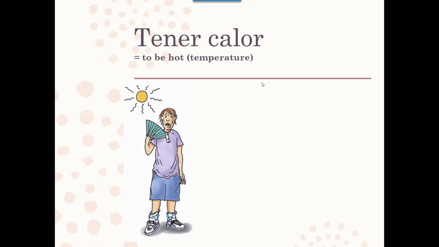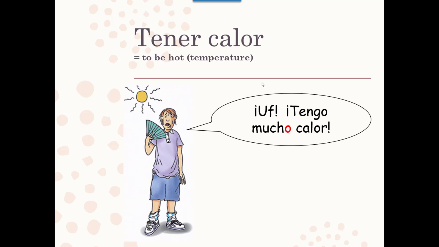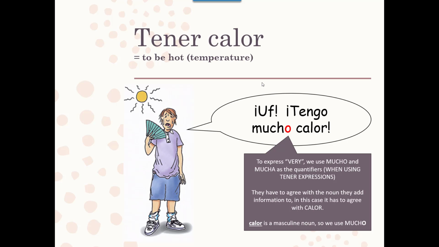And then, same thing. Tener calor is to be hot, and we also use tener. You don't say yo soy calor. That would be wrong. It would be yo tengo calor. Tengo calor. And this is just an explanation of what I was mentioning. Mucho or mucha can go in front of the noun right here to express "very."